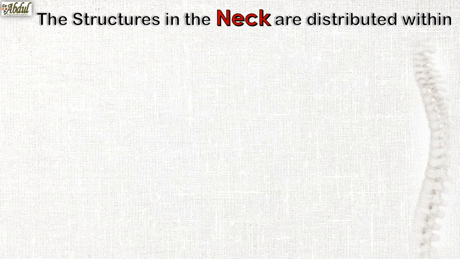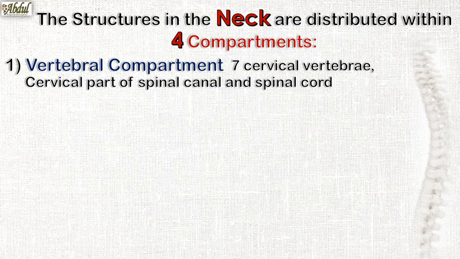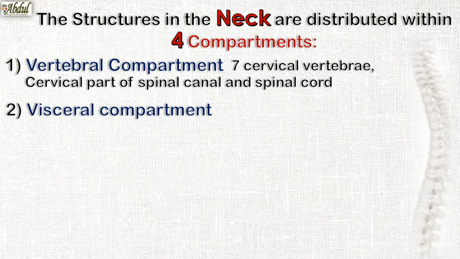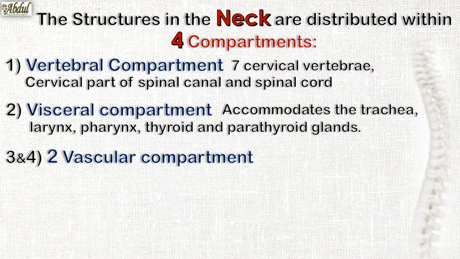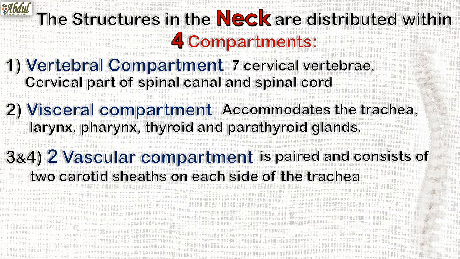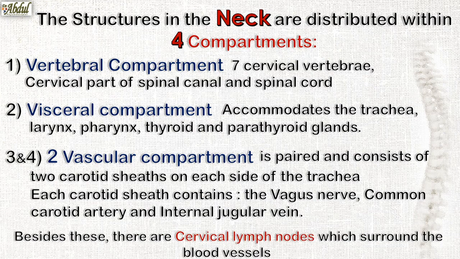The structures in the neck are distributed within 4 compartments. The vertebral compartment contains the 7 cervical vertebrae, the cervical part of the spinal canal and the spinal cord. The visceral compartment accommodates the trachea, larynx, pharynx, thyroid and parathyroid glands. The third and fourth are the 2 vascular compartments, which are paired and consist of 2 carotid sheaths on each side of the trachea. Each carotid sheath contains the vagus nerve, common carotid artery and internal jugular vein. Besides these, there are cervical lymph nodes which surround the blood vessels.